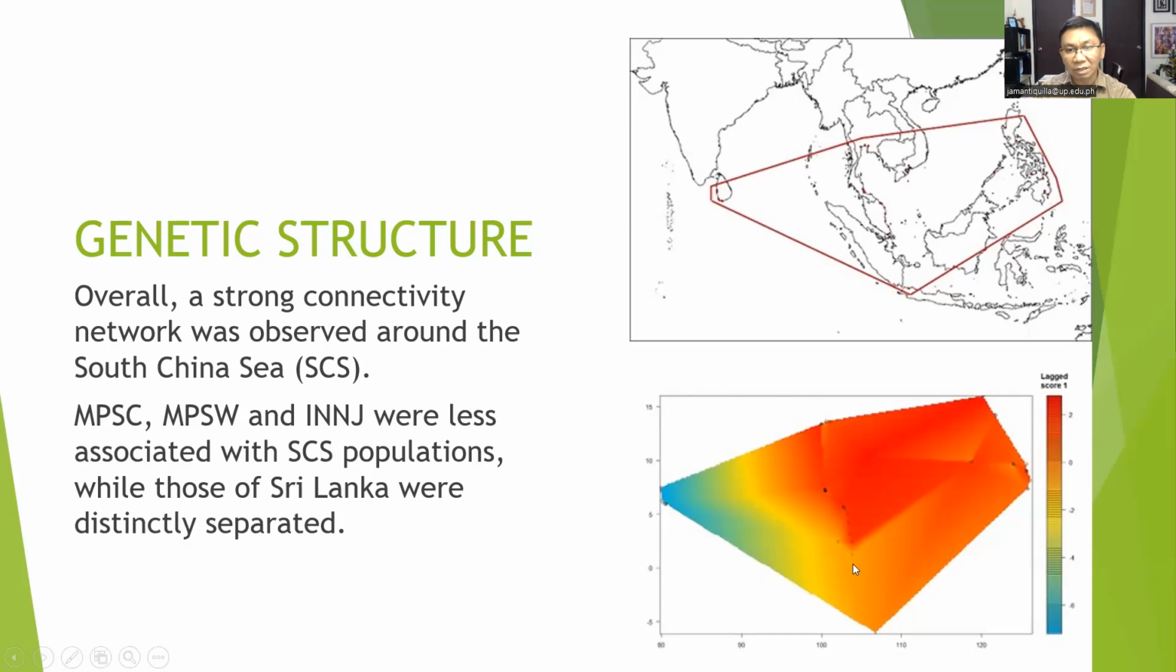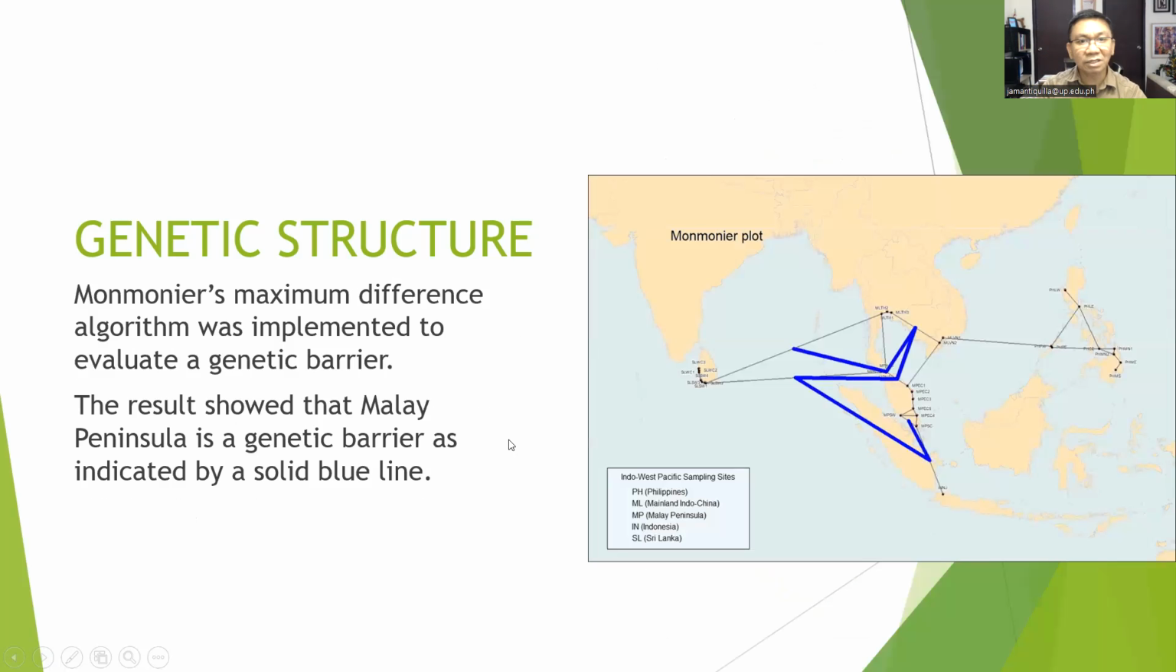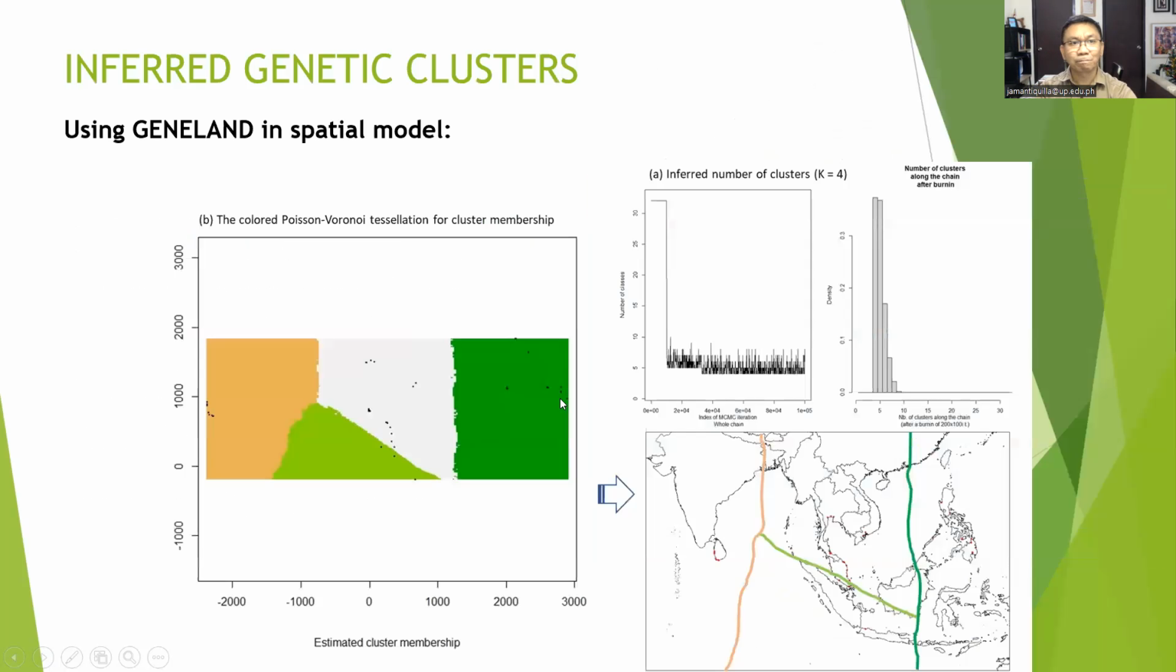except for the southern coast and southwest, along with the Indonesian population, which were less associated with the South China Sea populations, while those of Sri Lanka were distinctly separated, as indicated with this blue background. So Monmonier's maximum difference algorithm was implemented to evaluate a genetic barrier, and the results showed that the Malay Peninsula is a genetic barrier, as indicated by this blue solid line.